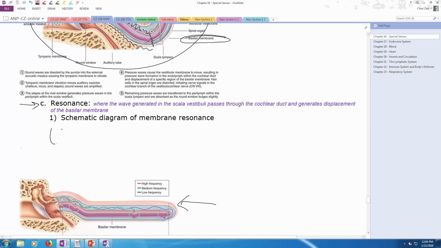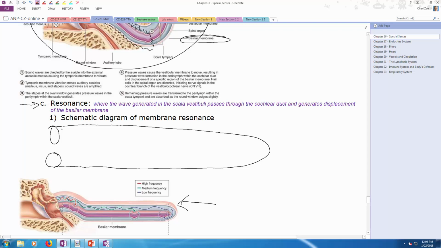I'm going to make an oval up here, and I'm going to make what looks like a giant test tube. And then, where it ends, I'm going to make something round, and I'm going to put a connection between the two. So where does the stapes go? On the oval or the round window? On the oval window. So let's put our stapes on the oval window. Looks a little bit like a stirrup. So we'll put our stapes there.